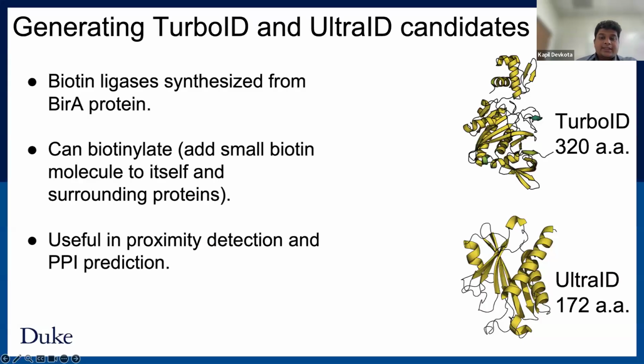Another assay we did was on two important synthesized biotin ligases called TurboID and UltraID. These proteins are very important. They are able to biotinylate themselves and the surrounding proteins, and are very useful in PPI predictions. One thing to note is that UltraID was created from TurboID by removing the HTH DNA binding domain from TurboID.